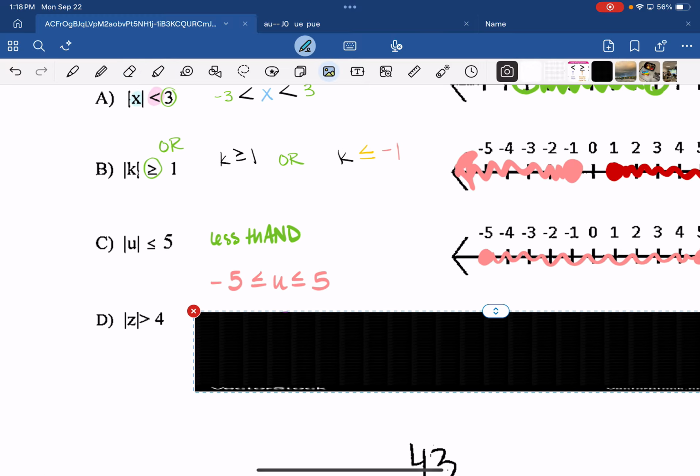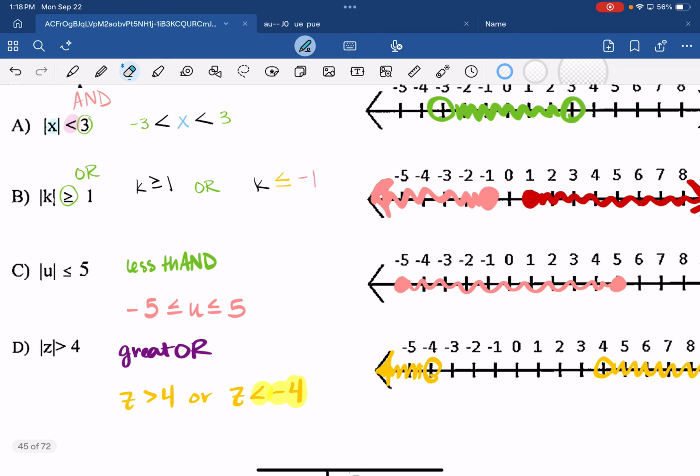All right, D is greater or. So they're going opposite directions. Okay? It's greater or. Notice my sign changed. My less than flips. It was greater, becomes a less than, negative 4. All right, any questions on these two?